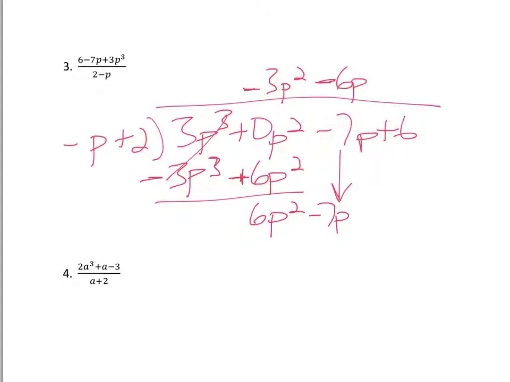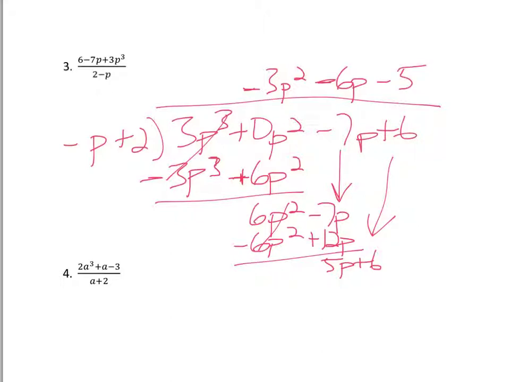Negative 6p times negative p is positive 6p squared, and we have minus 12p. Change all the signs because we're subtracting. 5p plus 6 when you carry down the 6. Okay, and the very last one, we're going to subtract off a multiply by negative 5 to give us 5p minus 10. Change your signs, cancel out. 16 for our remainder. So the remainder here is going to be plus 16 over negative p plus 2, or 2 minus p.